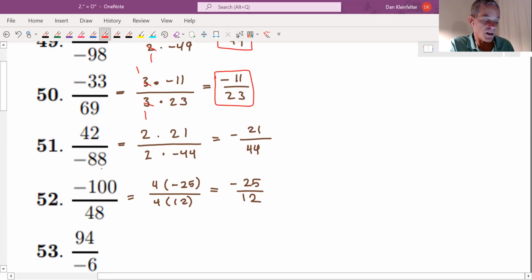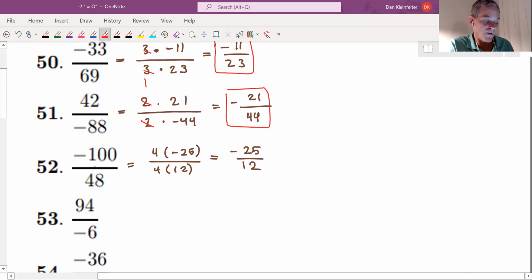Okay, 42 over negative 88. Again, there's a common factor of 2, and we're going to end up with negative 21 over 44. Okay, for negative 100 over 48, there's again a common factor of 4. I divided that out, leaving negative 25 over 12.